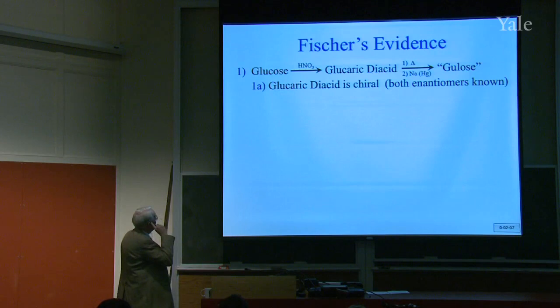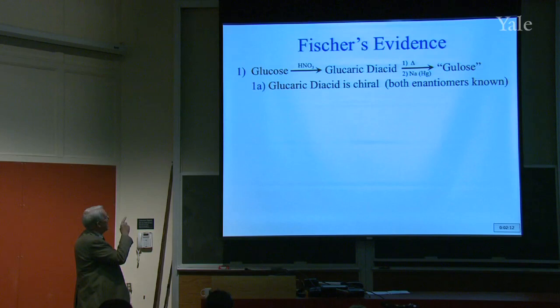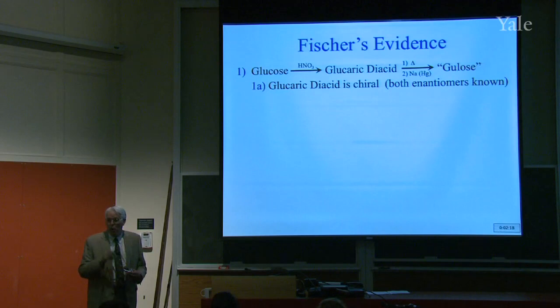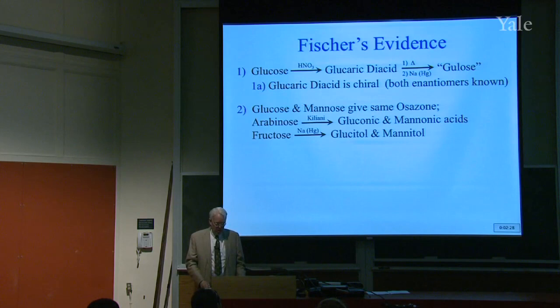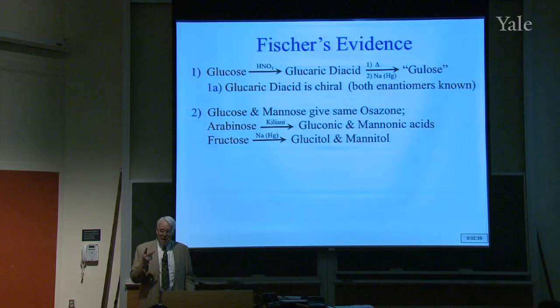And then subsidiary evidence to that is that the diacid he got on the way is chiral, and both enantiomers of it were known. That's the first line of evidence. The second line of evidence is that glucose and mannose give the same osazone. Remember, he made osazones to make crystals, but glucose and mannose gave the same one. Also, arabinose, if you do a Kiliani reaction, gives two different acids, gluconic and mannonic acid. We talked about that before, that it could add either side.